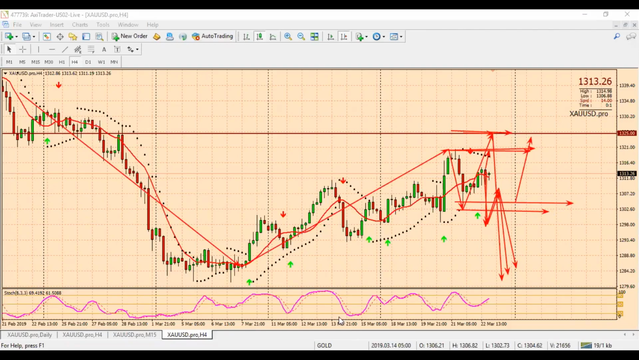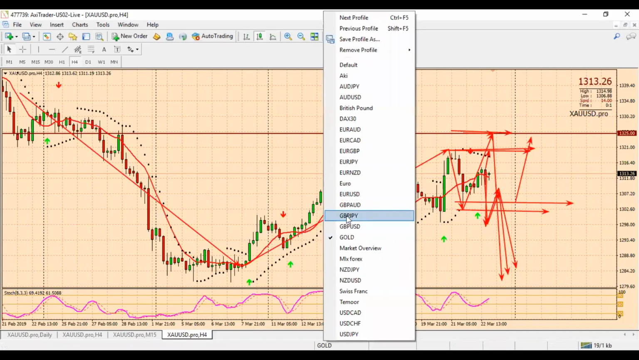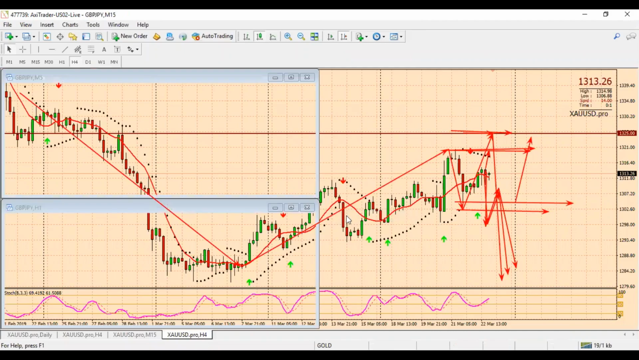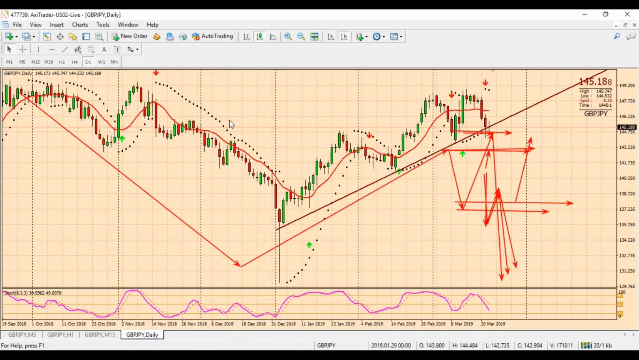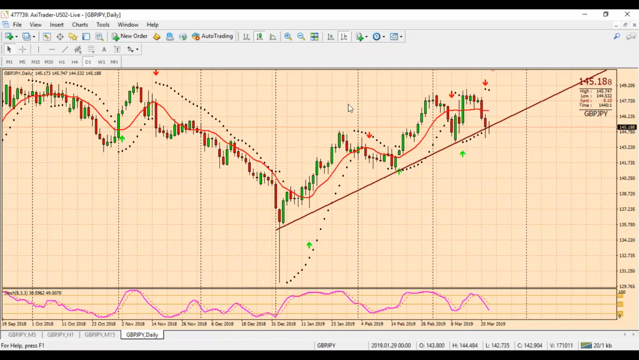And also let's go on to GBP/JPY. GBP/JPY is my favorite pair, the pair I trade the most. I've been trading it for most of the last 2 years, and it's been the most profitable pair for me. But for the last few months, I've been taking it easy because of what is happening with Brexit.